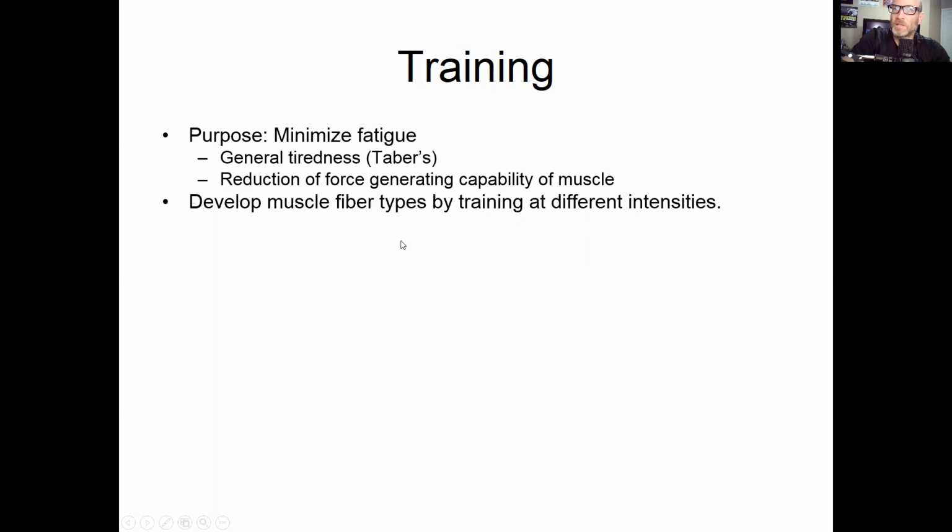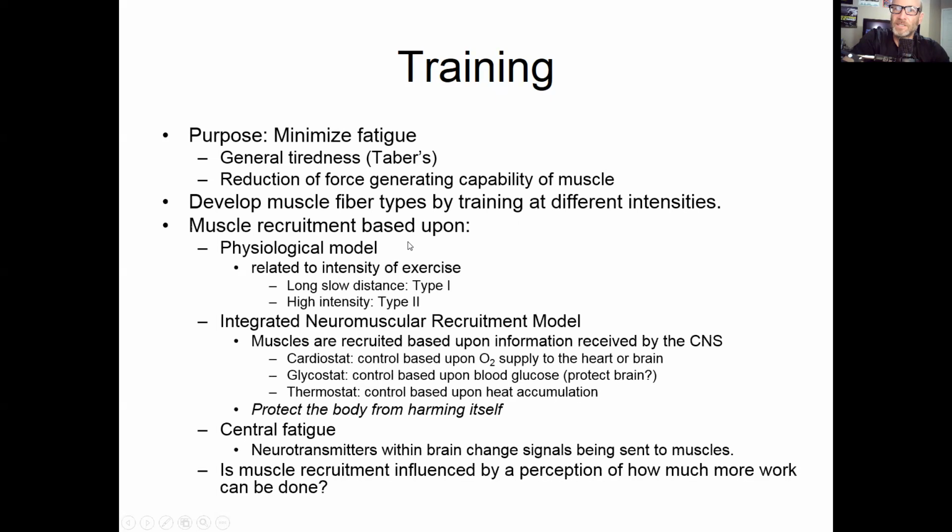Develop muscle fiber types by training different intensities. This is muscle recruitment based upon a physiological model. And we'll get more into these models as we go through the semester, but Noakes uses different models to represent or explain different concepts. So a physiological model is explaining muscle recruitment just simply based upon intensity of exercise.